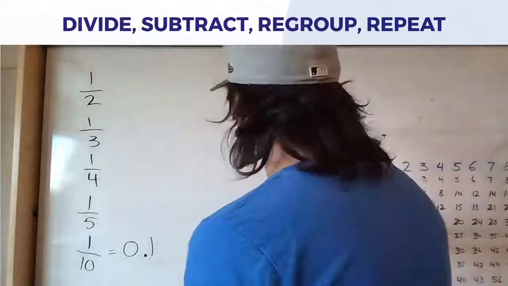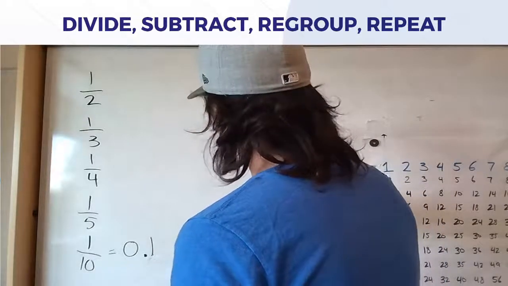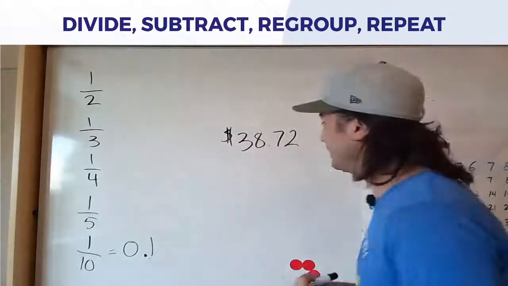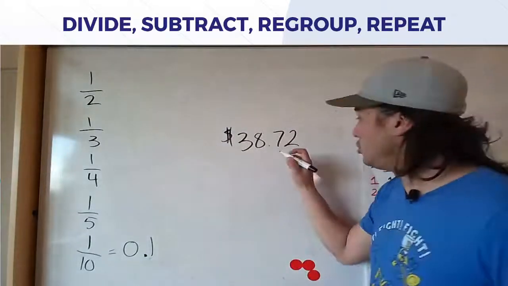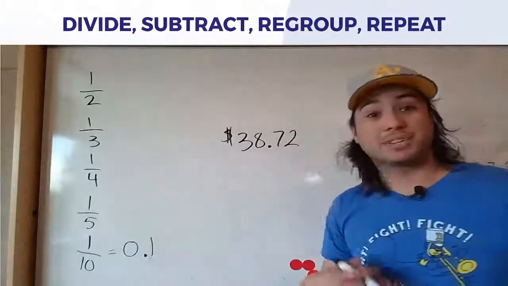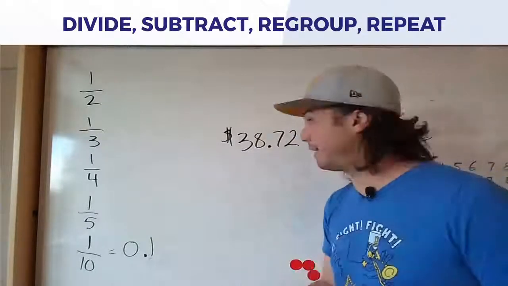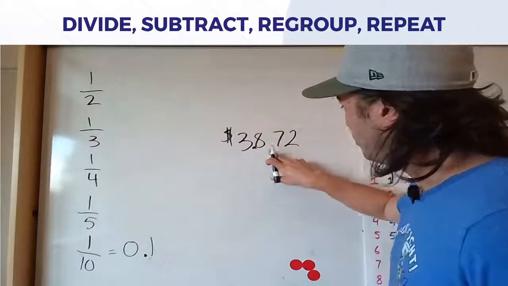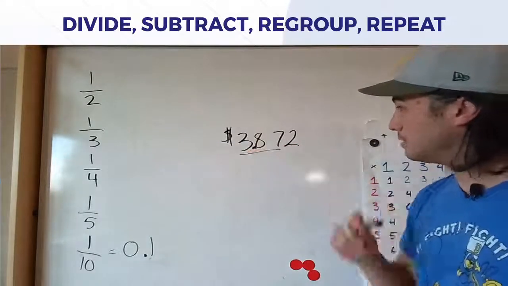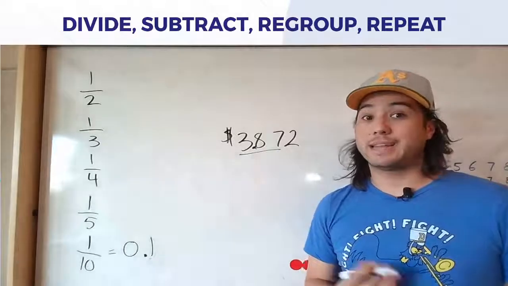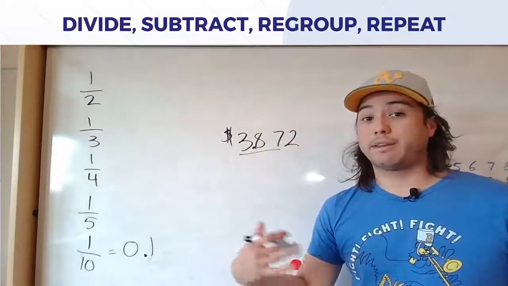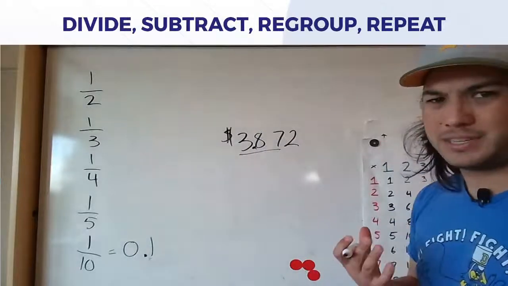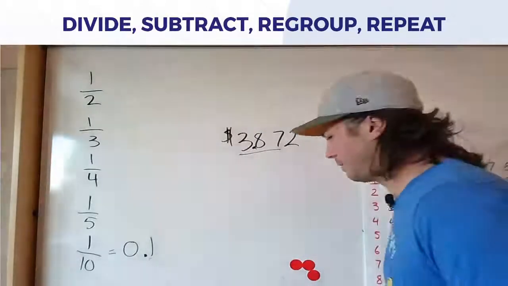If you have something like $38.72, and you want to know what's 10% of that, what is 1/10 of that, all you have to do is take that decimal point, move it over one, and look here: $3.87 is 1/10 of $38.72. Tip more than 10% though, okay?